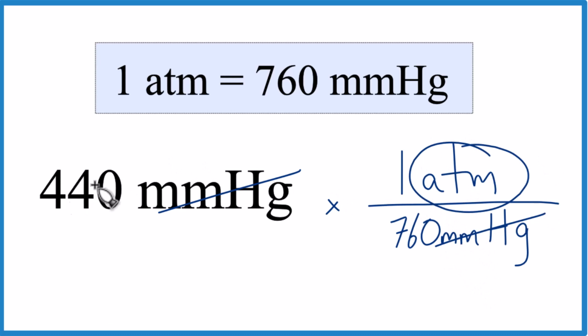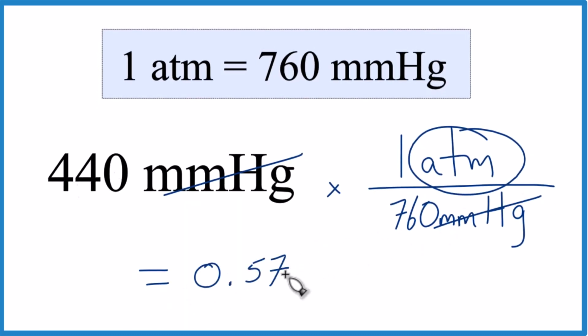So we divide 440 by 760. We end up with 0.5789. Let's call it 0.579. And the units will be atmospheres because that's all that's left up there. So we know we did it correctly.